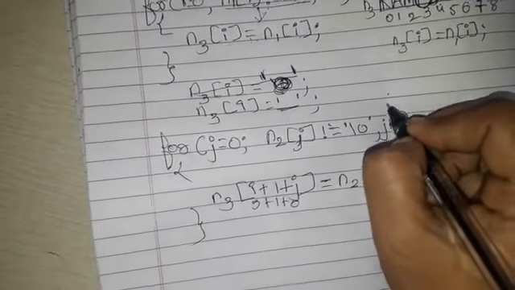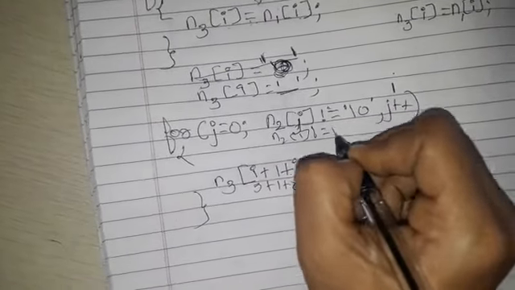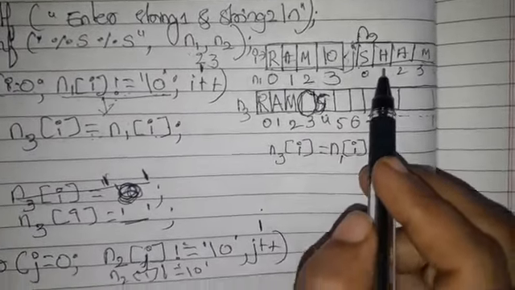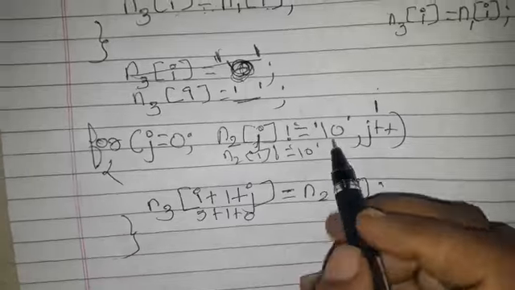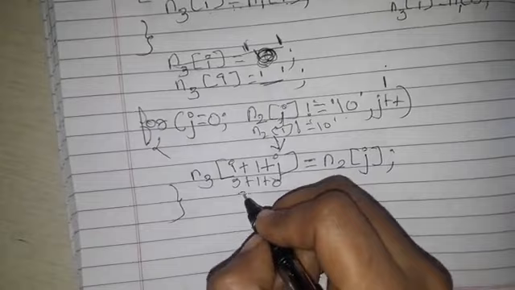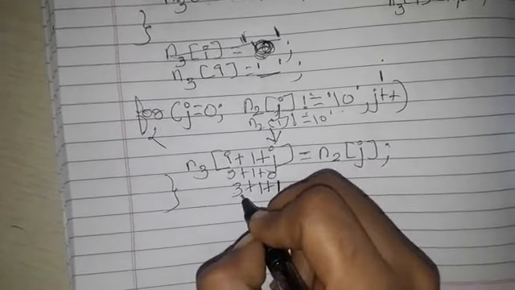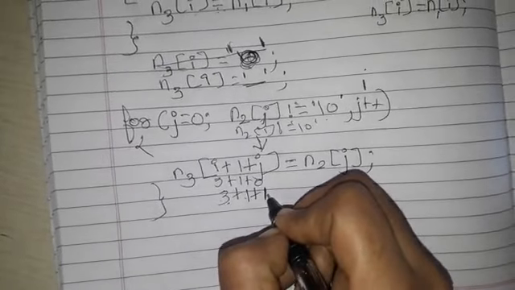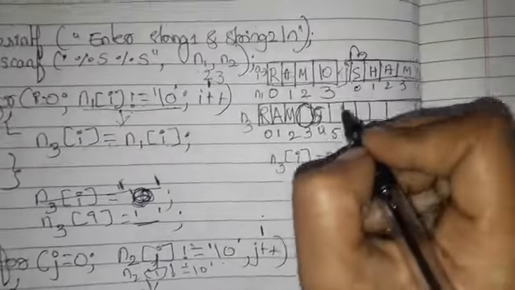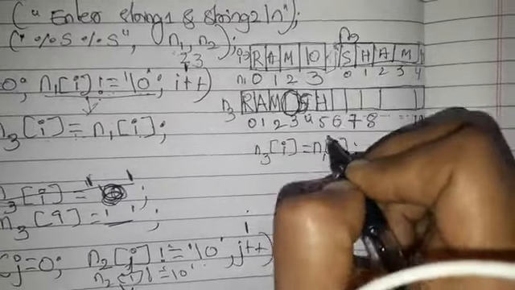j plus plus, the value of j will become 1. n2 of 1 is not equal to null. What is n2 of 1? n2 of 1 is h. h is not equal to null. Yes, it is true. As it is true, it will come inside. That is 3 plus 1 plus 1. The j value is 1, i remains as 3 only. 3 plus 1 plus 1 is 5. n3 of 5 is equal to n2 of 1, that is h.